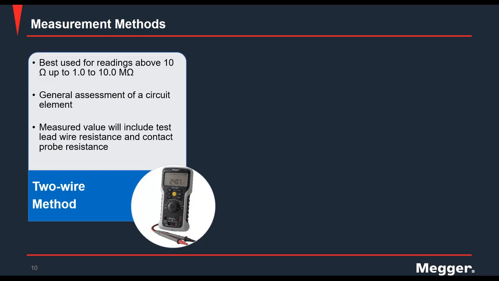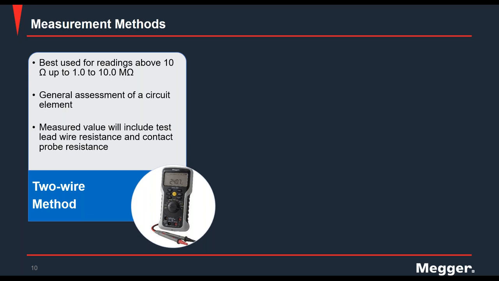The first one, let's look at the two-wire method. This two-wire method is generally used to measure resistance values between, say, 10 ohms to about 10 megaohms. Typically you can use a multimeter, as you see here, to make those measurements. That's used for general assessment of a circuit, sometimes also called continuity readings. It is important to understand that the value measured using the two-wire method will include the resistance of the lead wire and the contact probe resistance.